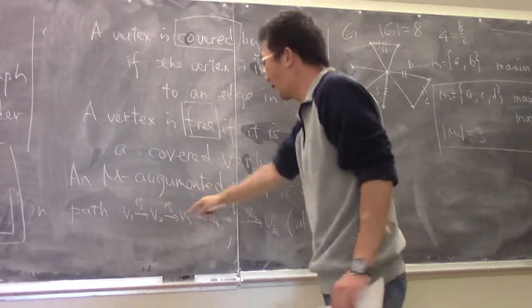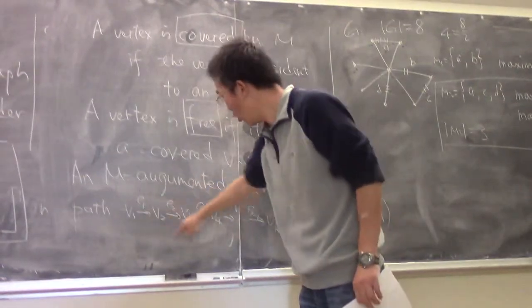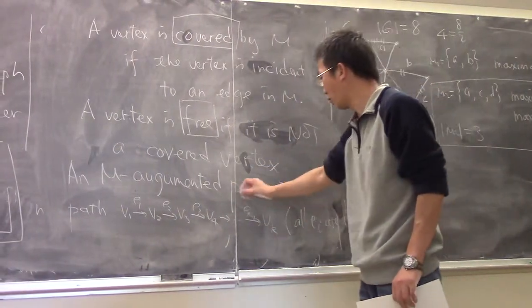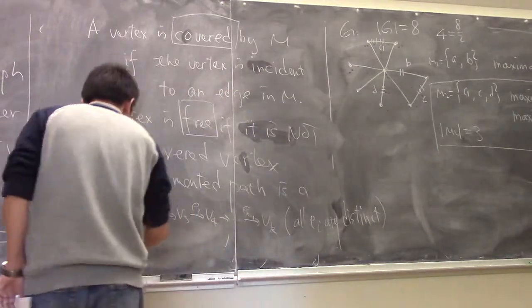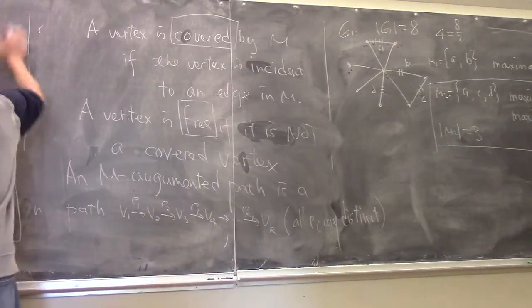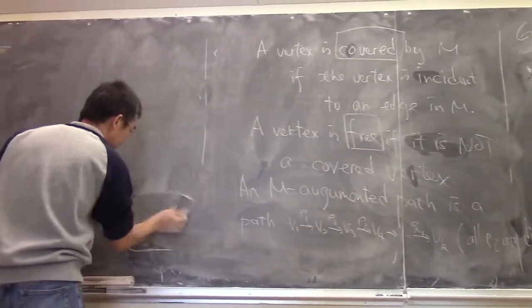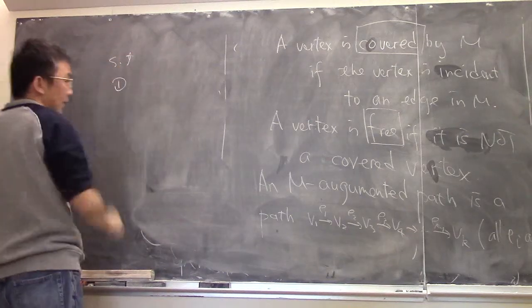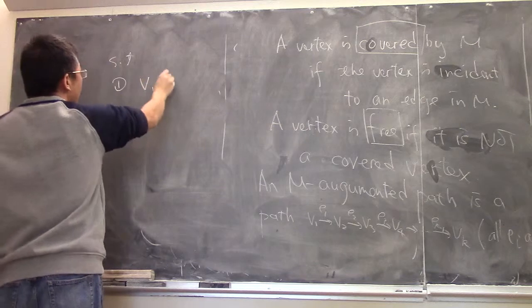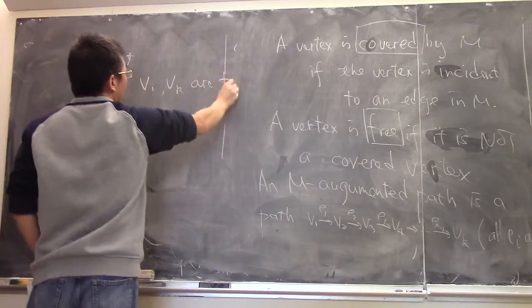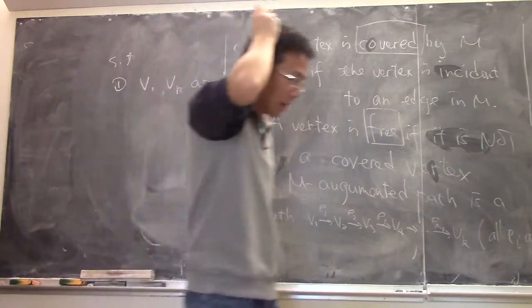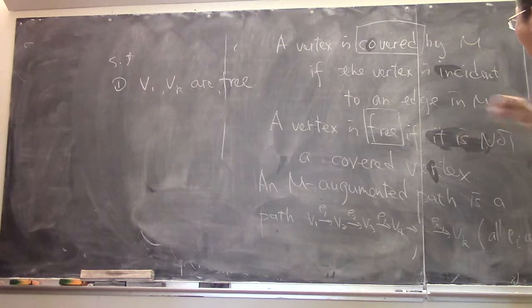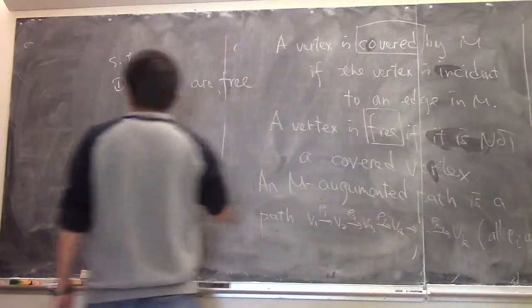Among all of these vertices, the vertices can be the same, but all of the edges are going to be different. That's what we call a path, satisfying the following properties. So suppose this is a path, with the following properties. The first one is V1 and Vk are free. Right? Which means they are not adjacent to any edge in the matching. And the second one.